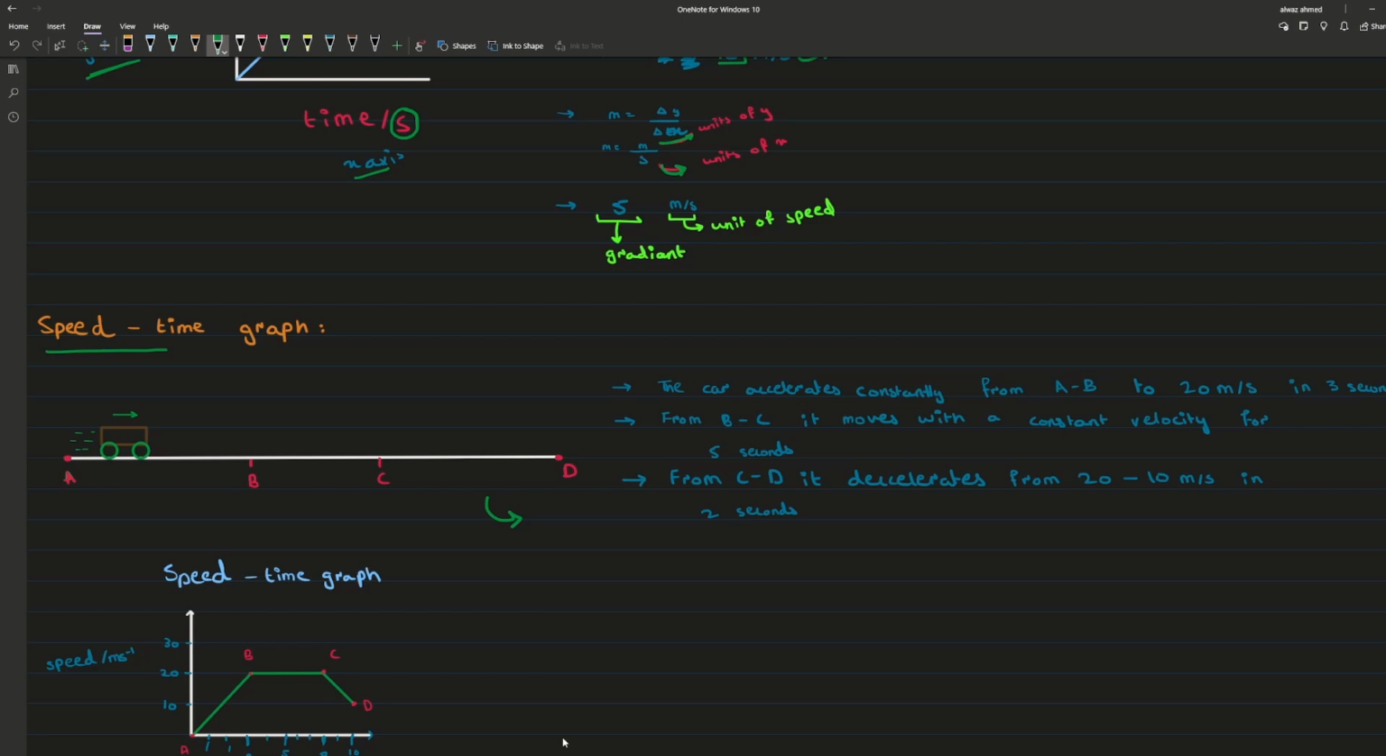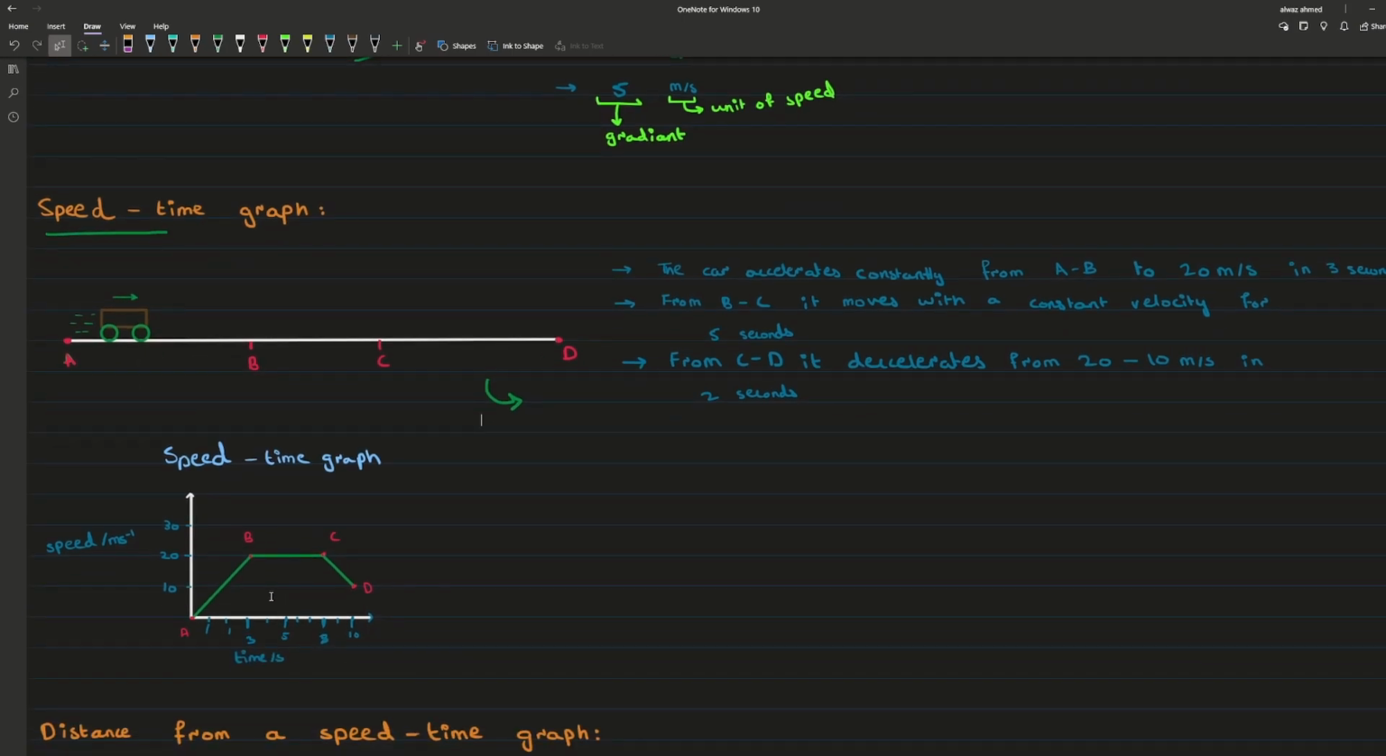The first point says that the car accelerates constantly from A to B to 20 meters per second in 3 seconds. So from A to B, the car accelerates from rest to a speed of 20 meters per second in 3 seconds. Then from B to C, it moves constantly with that velocity or speed for 5 seconds, and then from C to D it decelerates from 20 meters per second to 10 meters per second in 2 seconds. So now we have to plot the speed time graph for this car.